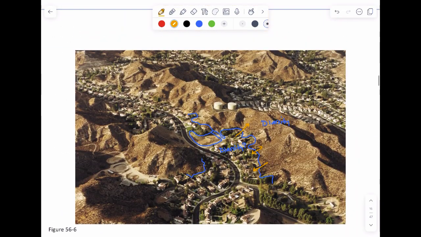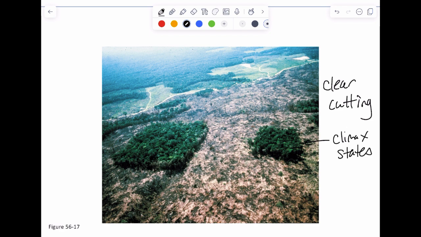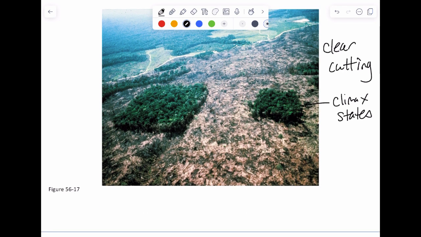Sometimes we do it because, you know, you want to have a place to live. Sometimes we do it because we're like, hey, let's have some food. So this is obviously a clear cut. There's a problem when you clear cut forests. And that is, usually the forests, when they're really big, these are climax states, which is to say it's really mature, because there hasn't been a lot of disturbances. The result of this is it's nutrient poor soil.